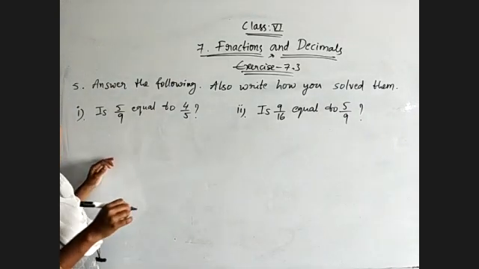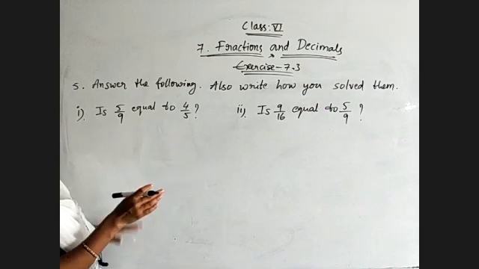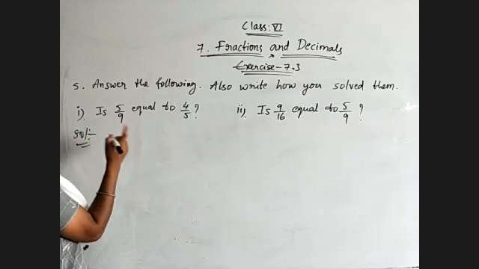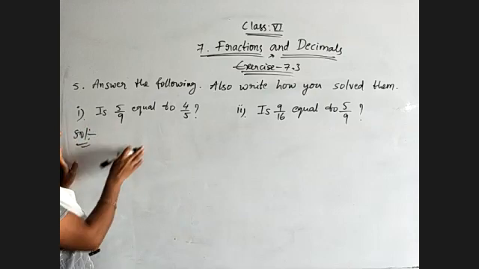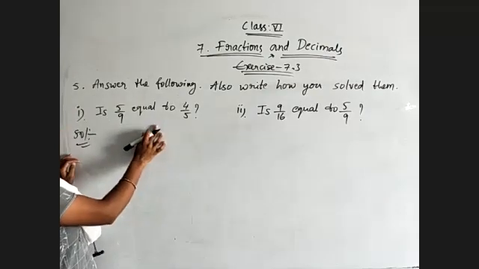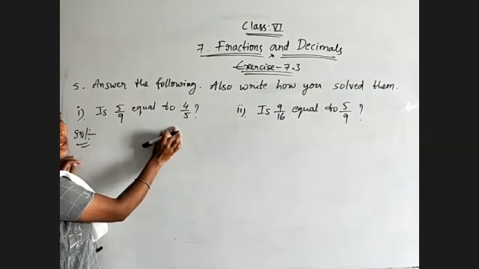Okay, just first observe these two problems, afterwards the remaining two we will see. Observe the question. Answer the following. Also write how you solve them. First simplify, then afterwards write whether those are correct or not. Is 5 by 9 equal to 4 by 5?